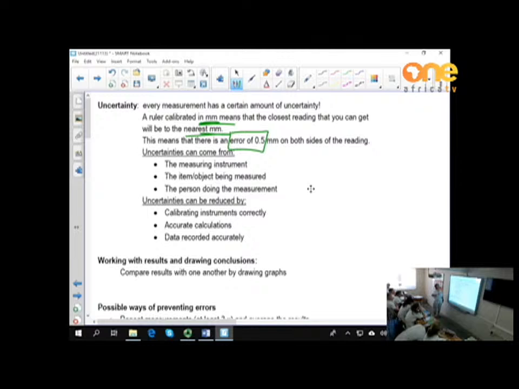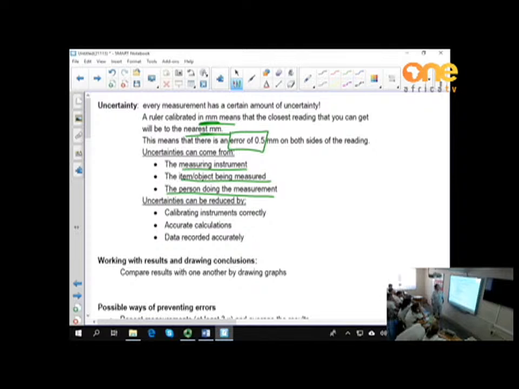Okay, so uncertainties in readings can come from the measure. It can come from the item or the object being measured. Sometimes it's very difficult to hold the object still. It doesn't want to stand still. It's a living thing that's bouncing around. Or you have to take the measurement in a very, very dark room and you don't have a good light to make the reading. Also, uncertainty can come from the person doing the reading. If I have to read millimeters without my glasses, I'm going to make an error.